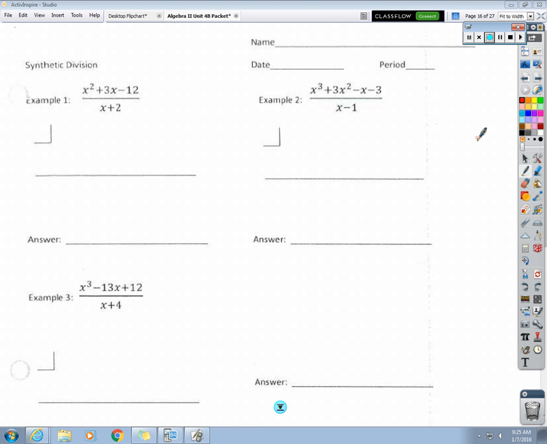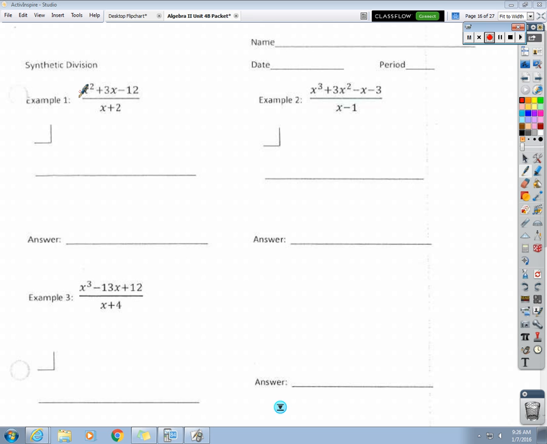Okay, let's begin. Today we're going to be dividing polynomials. We know how to add them, subtract them, and multiply them. Today we're going to learn how to divide them. Now, there are other ways. You could do long division with polynomials, but we're not going to be learning that today. We're going to learn an easier way to divide them called synthetic division.